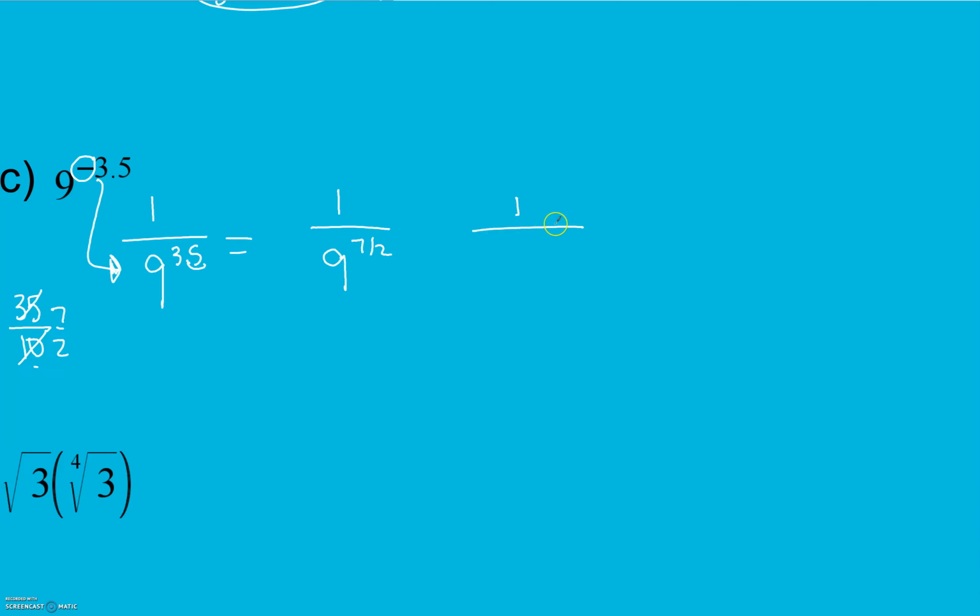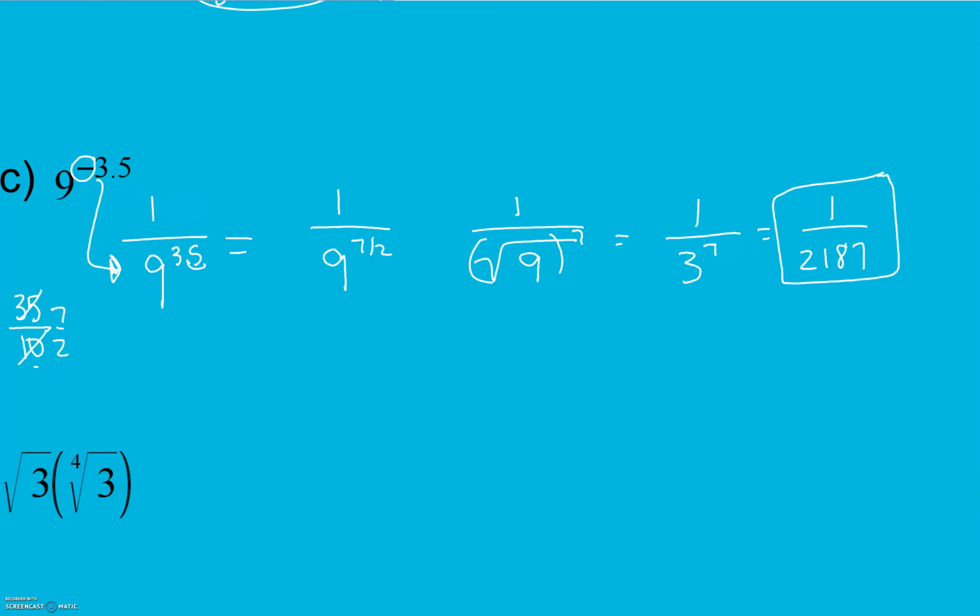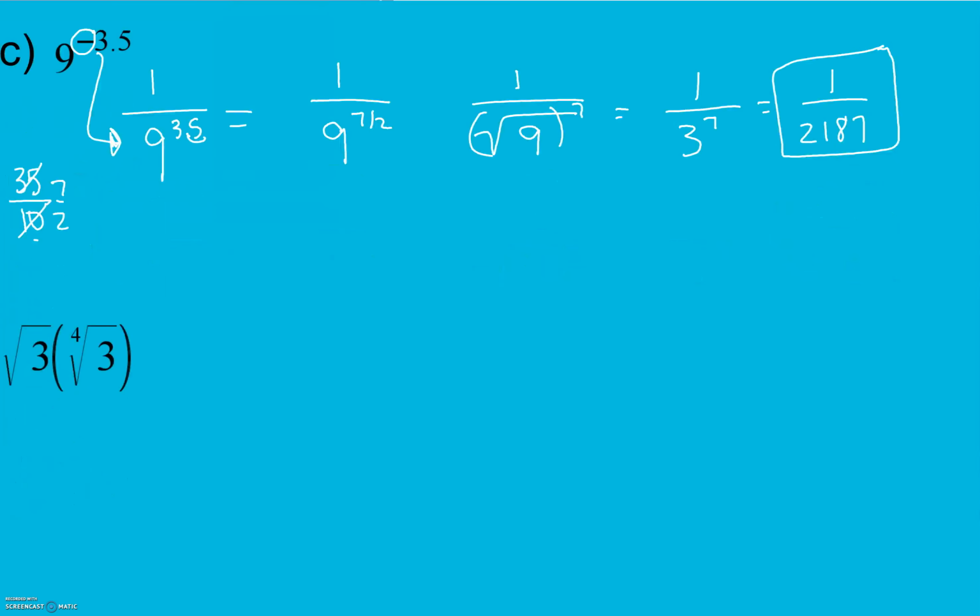So 1 over the square root of 9 to the 7th power. The square root of 9 is 3. 3 to the 7th power is going to be 2187. And again, we could have taken 9 cubed there. We also could have taken here 3 groups of 9's out and had the square root of 9 left. That would have worked as well. So however you want to break these down works.